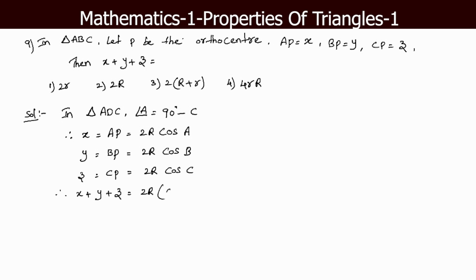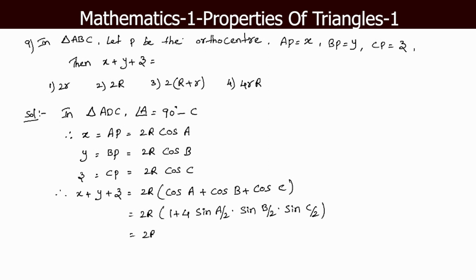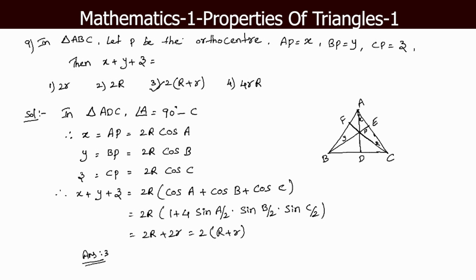So, here x plus y plus z is equal to, if you use that formula, 2 capital R into cos A plus cos B plus cos C, and that is again 2R into 1 plus 4 sin A by 2 sin B by 2 sin C by 2, that is again 2 capital R plus 2 small r, which is equal to 2 into capital R plus small r. So, 2 into capital R plus small r means option number 3.